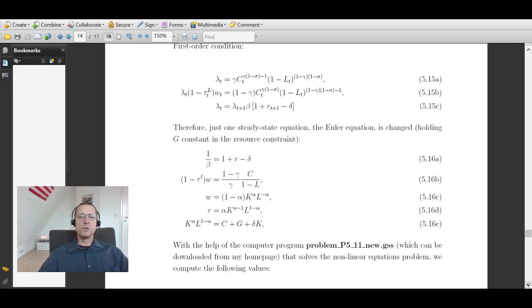So now we have a nonlinear equation system in 5 equations, and the 5 endogenous variables are interest rate R, wage rate W, capital stock K, labor L, and consumption C. And the new equilibrium is computed in the program problem P511 new.gss, which you can also download from my homepage. And it computes the solution to this nonlinear equation system 5.16 after we had set the capital income tax rate tau k equal to 0.